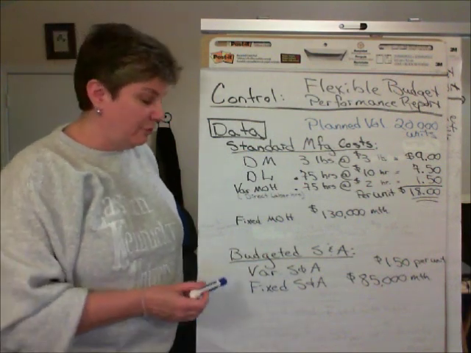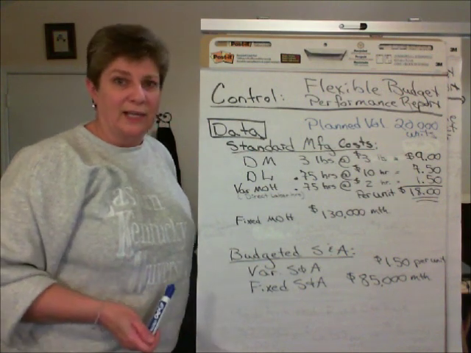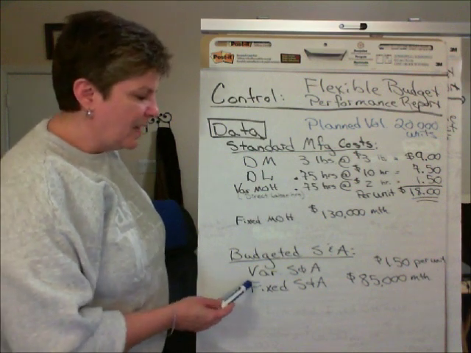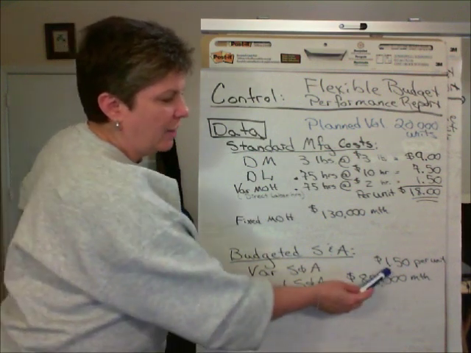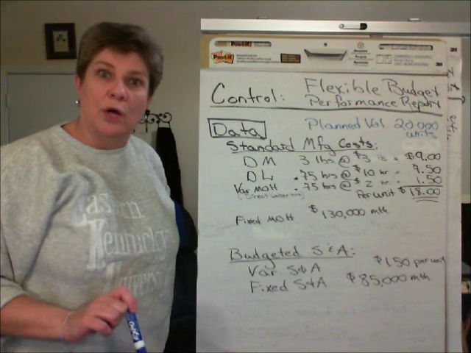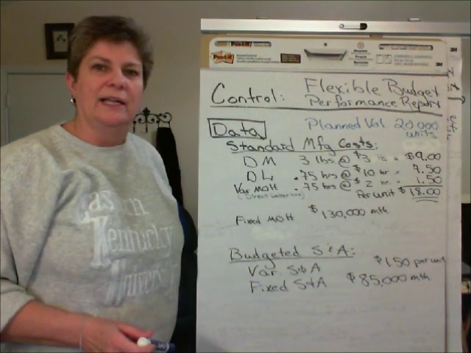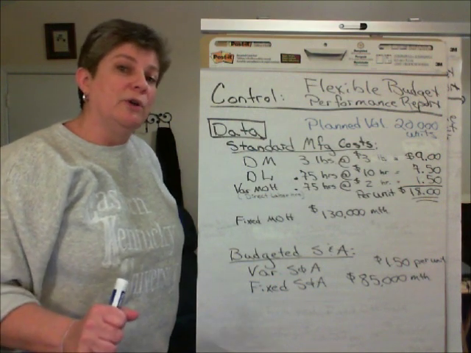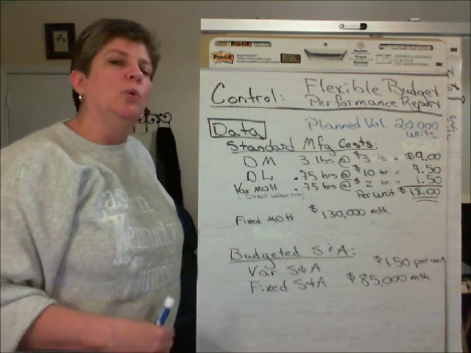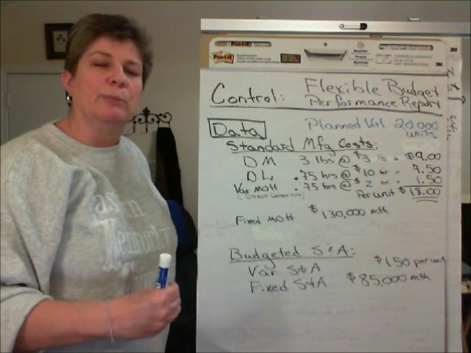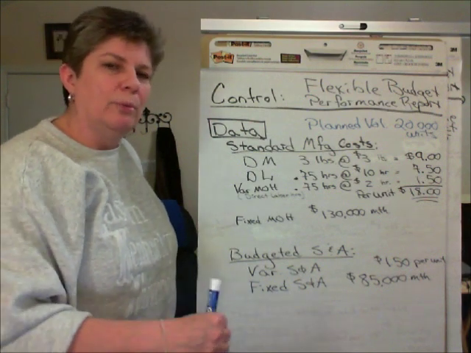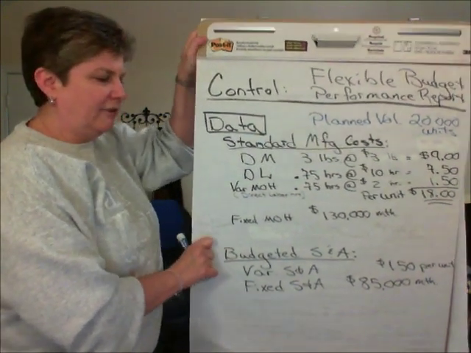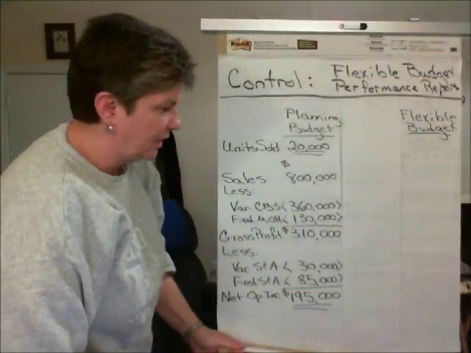Now, we also need information about our budgeted selling and administrative costs in order to complete the flexible budget. The variable selling and administrative was $1.50 per unit sold, and the fixed selling and administrative was $85,000 per month. Now that we have that information, we can prepare a flexible budget, and then we'll be able to do a flexible budget performance report. So let's take this data and fill out our flexible budget column.